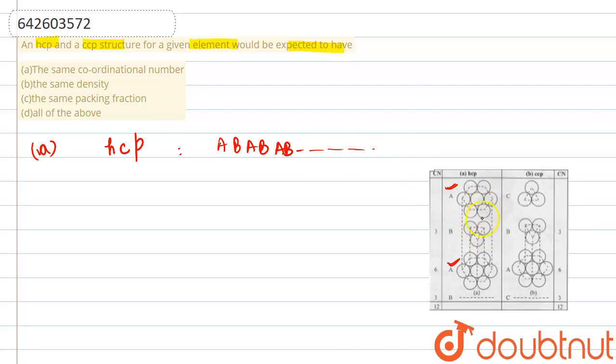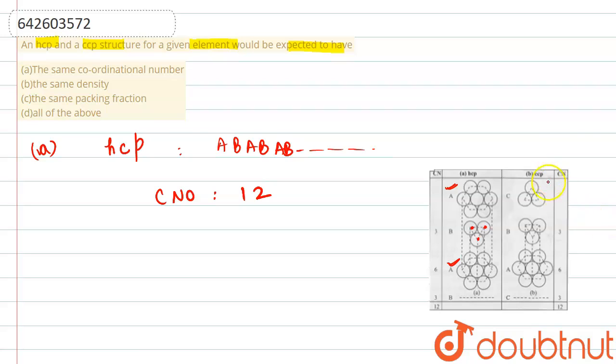If we see the second layer, the three atoms are touching each other. In the above plane, we can see 1, 2, 3, 4, 5, 6 atoms touching the same, right? And in the lower plane also we can see 6 atoms. So here the coordination number would be 12. Okay, so coordination number for HCP is basically taken as 12.